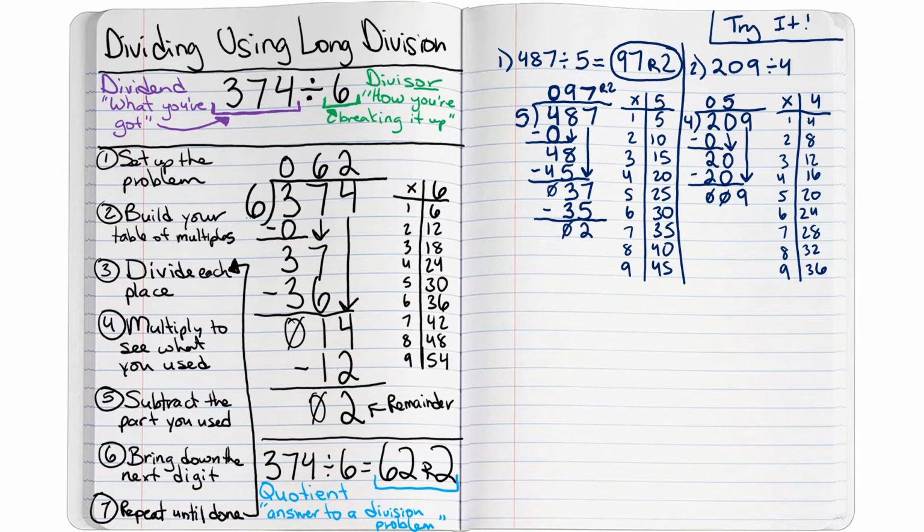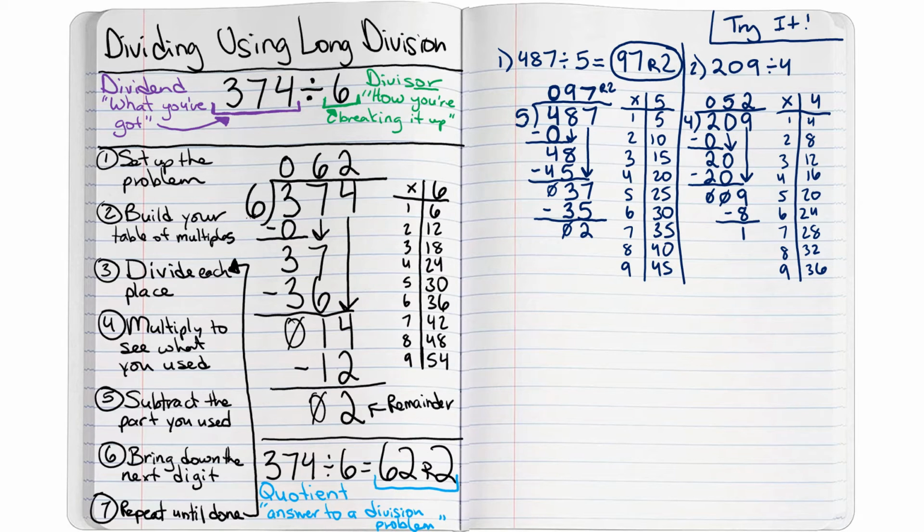There's my 9. Now I'm ready to divide all over again. Divide. 9 divided by 4. Ooh, my closest groups is 2. Now I can multiply. 2 times 4 is 8. Then subtract. 9 minus 8 is 1.